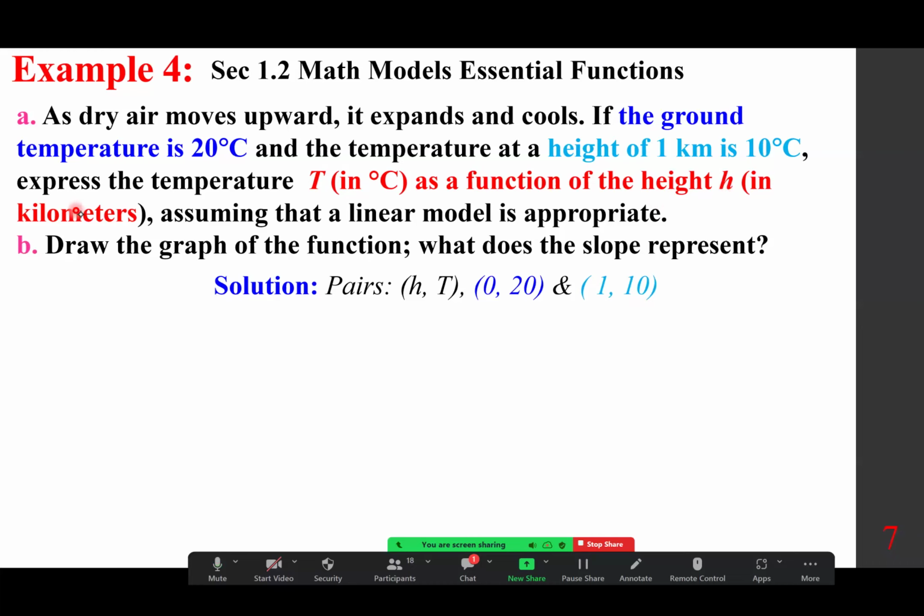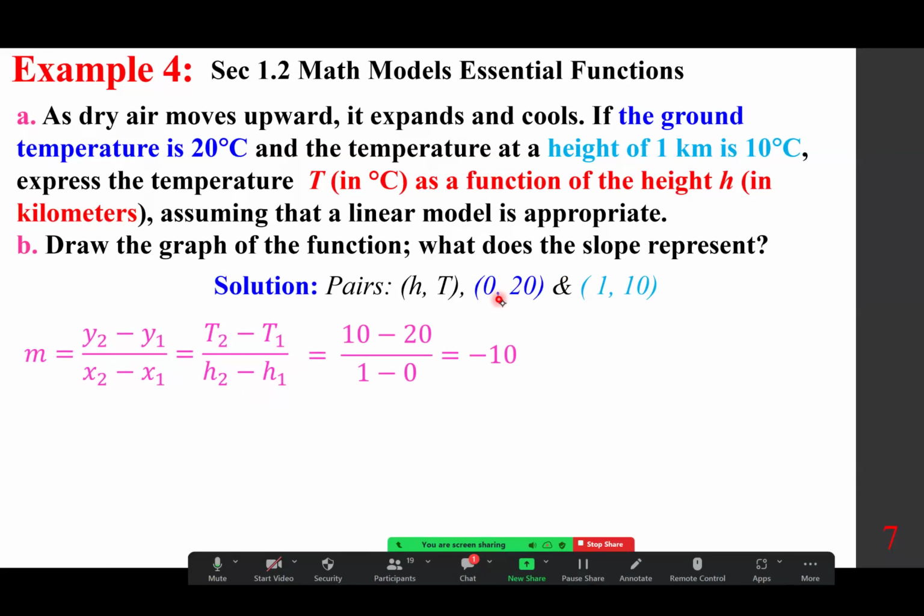Because we are representing this as a linear function, we have to find the slope, which is rise over run. Normally, it's y sub 2 minus y sub 1 over x sub 2 minus x sub 1. Everybody remembers that. Because we are using h and t, instead of y we're going to go with t sub 2 minus t sub 1, and instead of x, h sub 2 minus h sub 1. So that makes it 10 minus 20 over 1 minus 0, which results in minus 10.